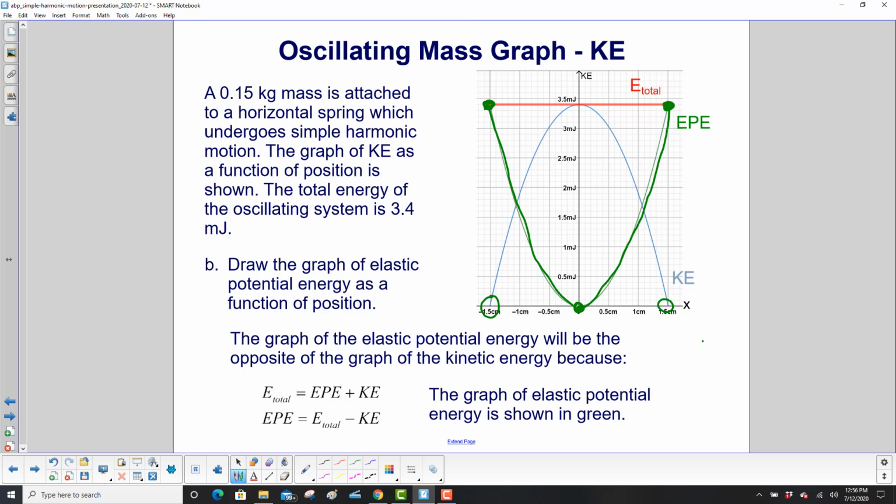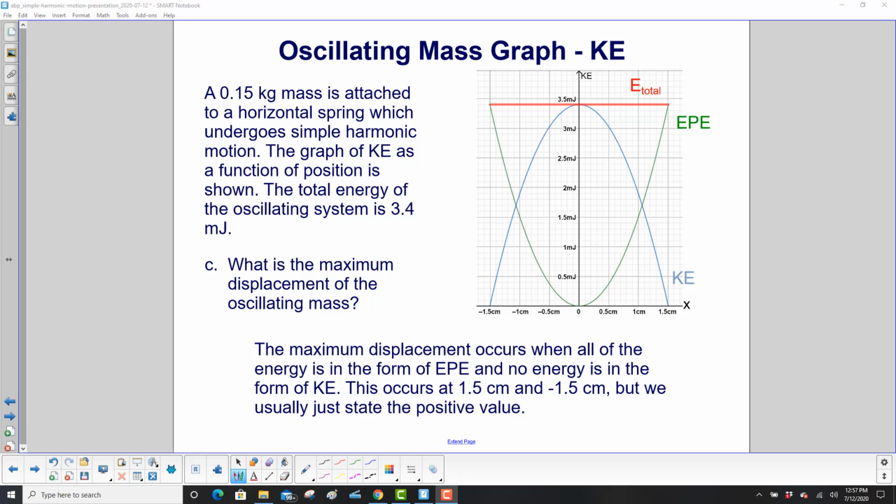And as mentioned earlier, you can pick any points, let's say at 1 centimeter, pick where the KE is and where the EPE is and add them together, and they're going to add up to form a straight line. That's pretty cool. Two curves added together, you get a nice straight line.